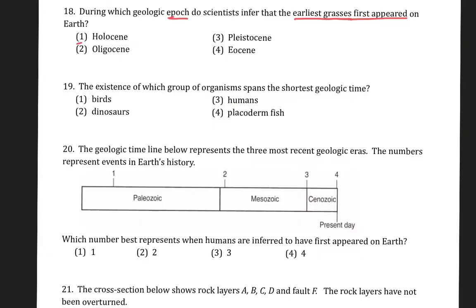So there we go. Oligocene. Easy peasy. You're probably getting really good at this. Number 19. The existence of which group of organisms spans the shortest geologic time?